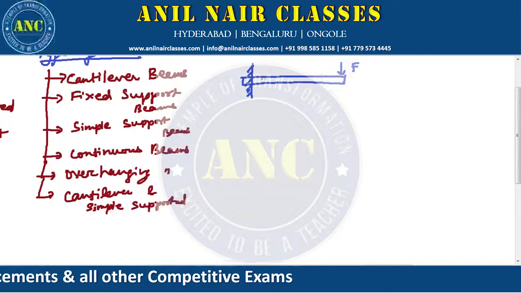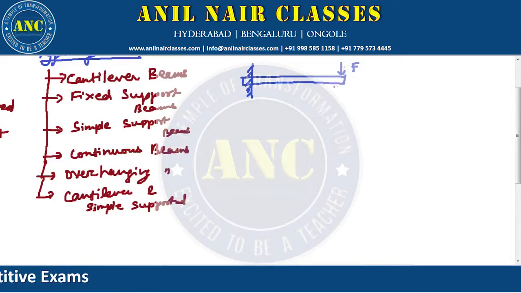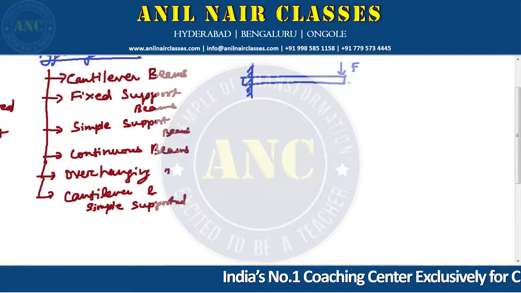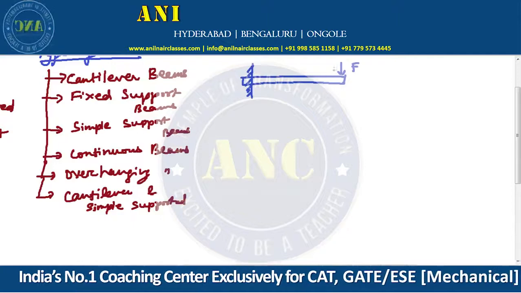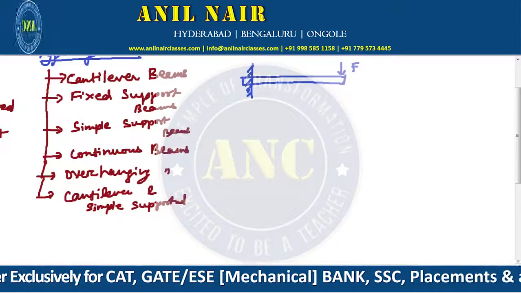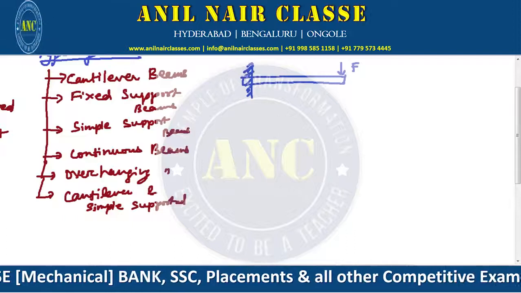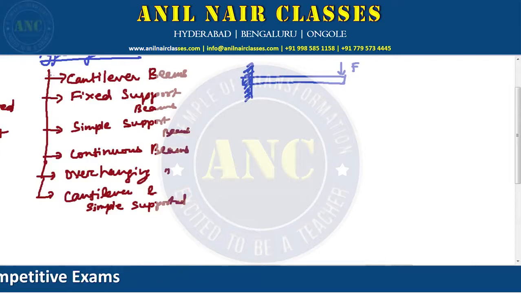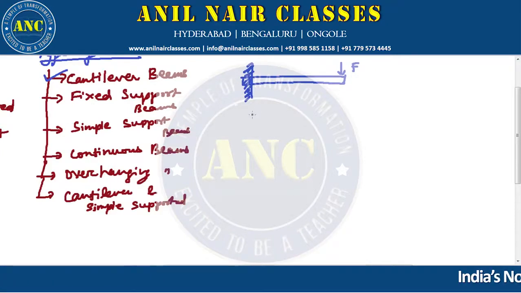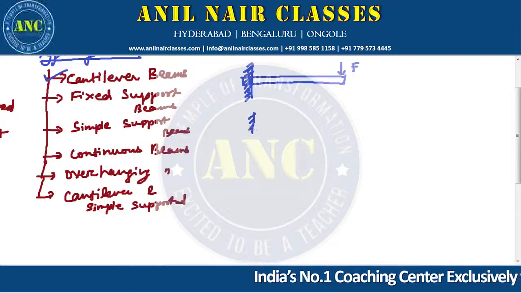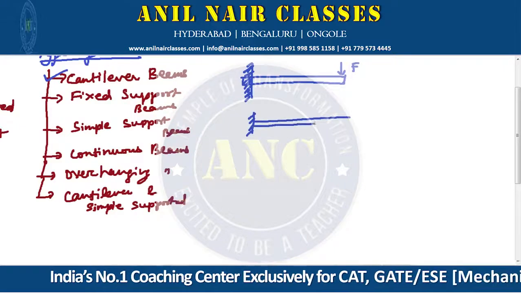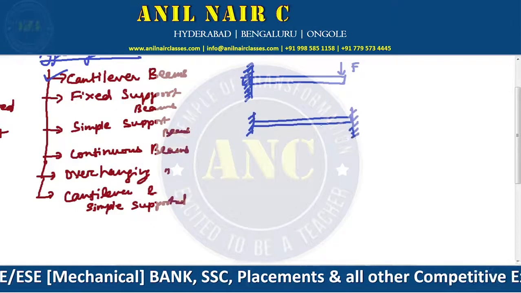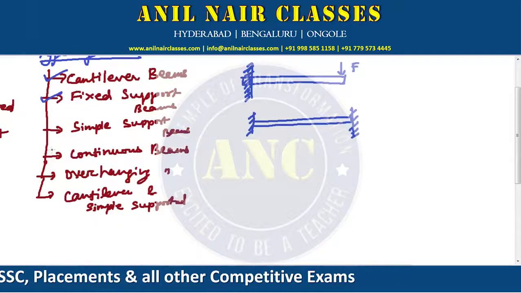But obviously, when it is an open beam, the force will be acting downwards by default. Why? Because weight always acts towards the ground, that is because of gravity. Weight is nothing but a force, so the force will always act downward. This is called a cantilever beam, when a beam is fixed at one side and left free at the other side. Whereas a fixed support beam is the same beam which I have fixed at one end, and now I fix at the other end as well.